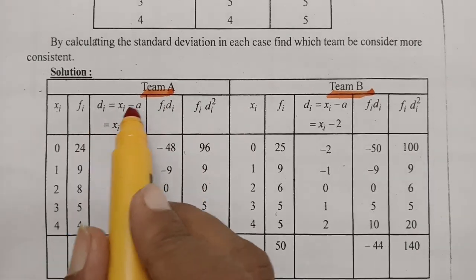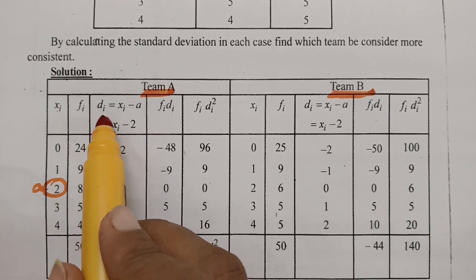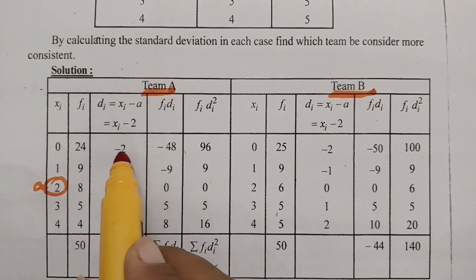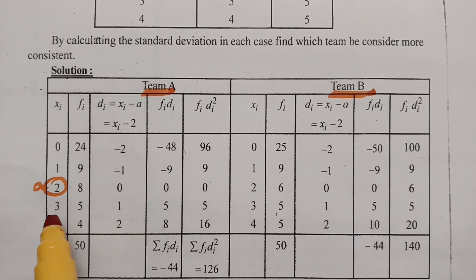And see here, d value is equal to xi minus A, where I'm taking A as 2. So what is x here? 0 minus 2 is minus 2. 1 minus 2 is minus 1. 2 minus 2 is 0. 3 minus 2 is 1. 4 minus 2 is 2.